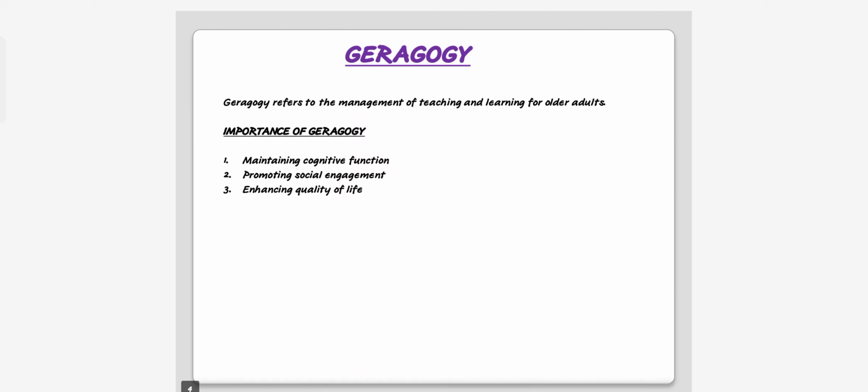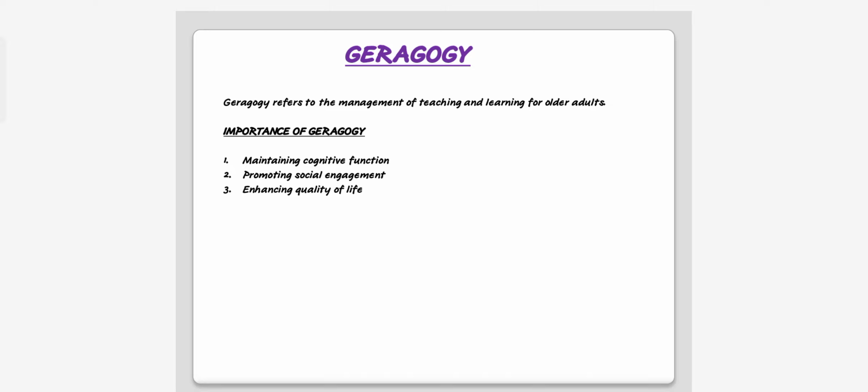Coming on to the next slide, that is geragogy. Geragogy is a theory which argues that older adults are sufficiently different that they warrant a separate educational theory. It refers to the management of teaching and learning for older adults. Some of the importance of geragogy are: maintaining cognitive functions. Engaging in learning activities has been linked to improved cognitive functions and can contribute to the overall cognitive health of older individuals.